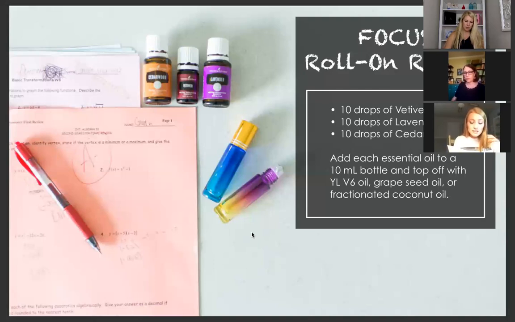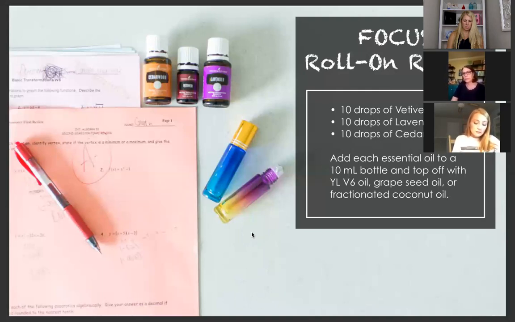So share the recipe with their parents, because believe me, if it's working for you at school, the parents definitely want to know about it too, because you only deal with the kid for 8 hours. They deal with them for the rest of their life. And so if they're active at school, they're very active at home too. And so just share your oils with the parents as well.